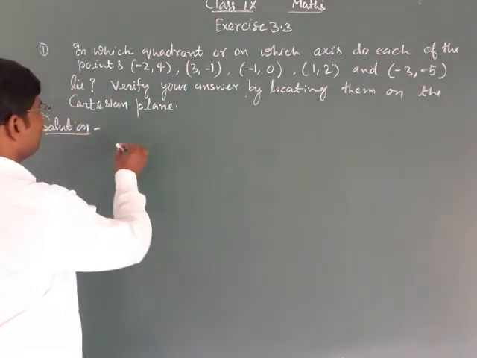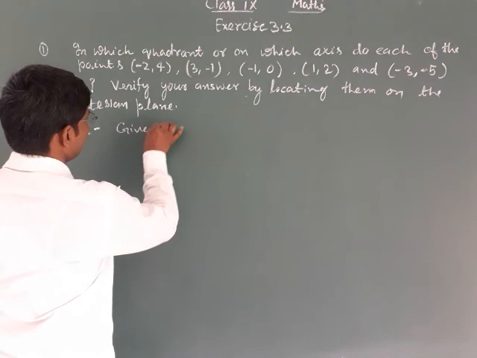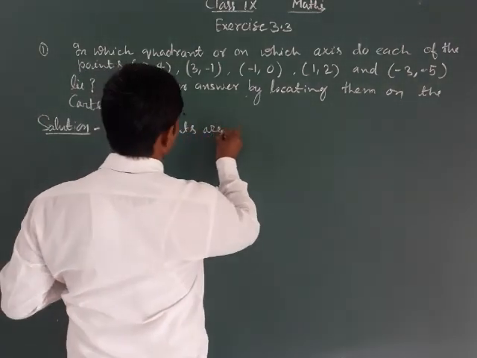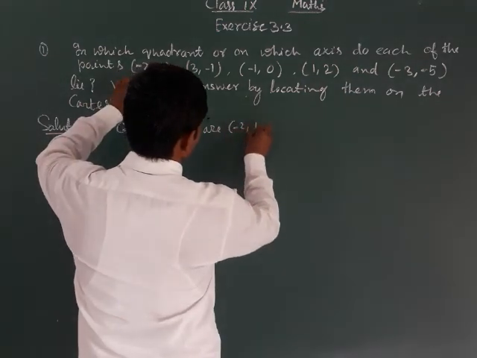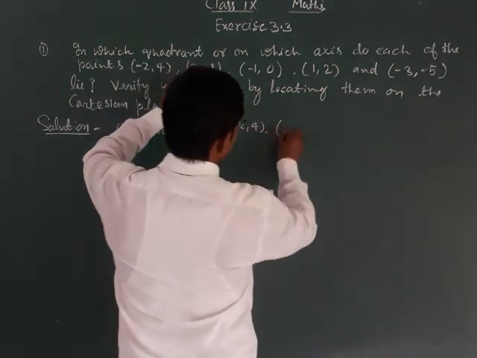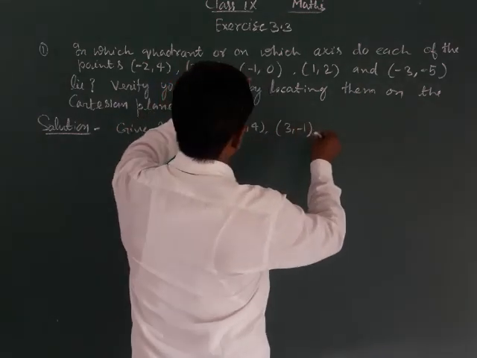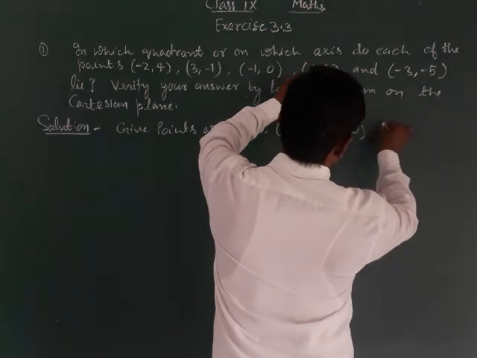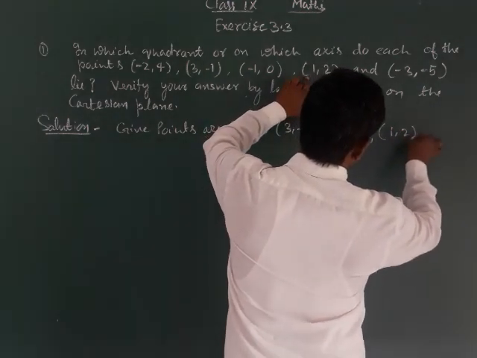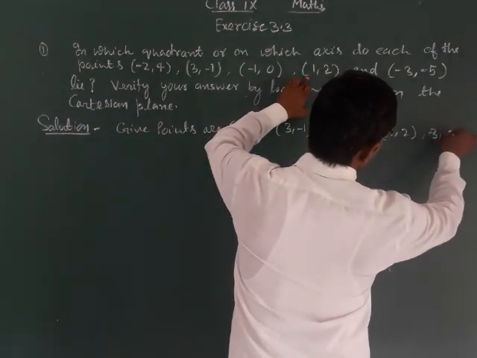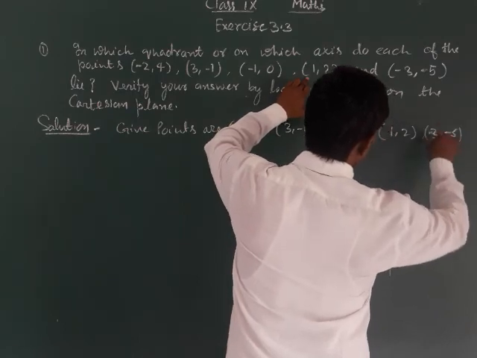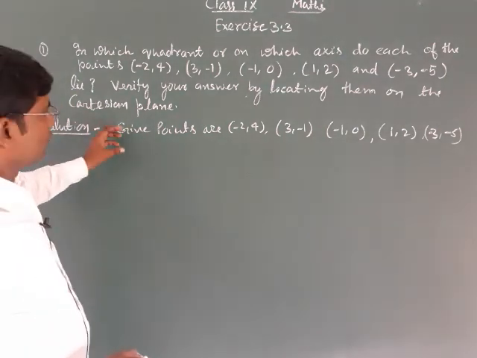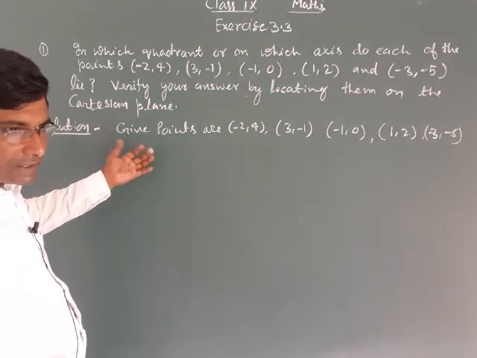So now, the given points are (-2, 4), (3, -1), (-1, 0), (1, 2) and (-3, -5). Now locate them on the Cartesian plane.